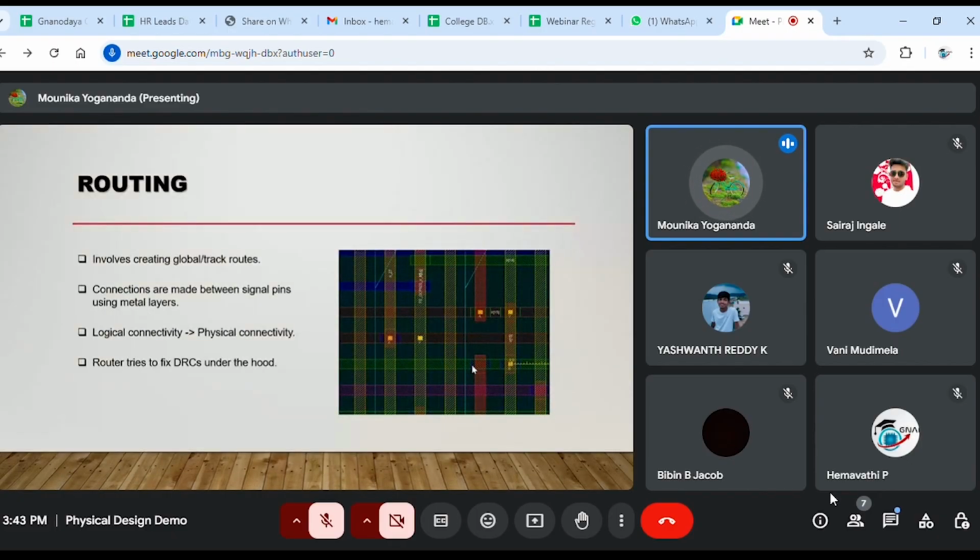So once the routing is done, that means the wiring connection, we are going to the physical connections, like we are going to do the wiring. So you get to know, like this register is communicating with this register with this wire, and how much distance it has taken, the micron distance.